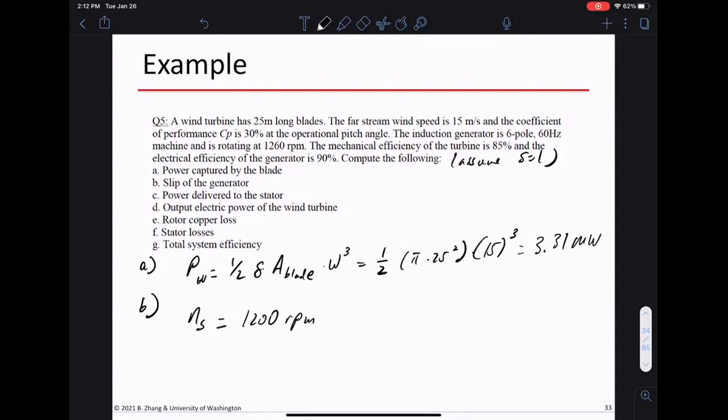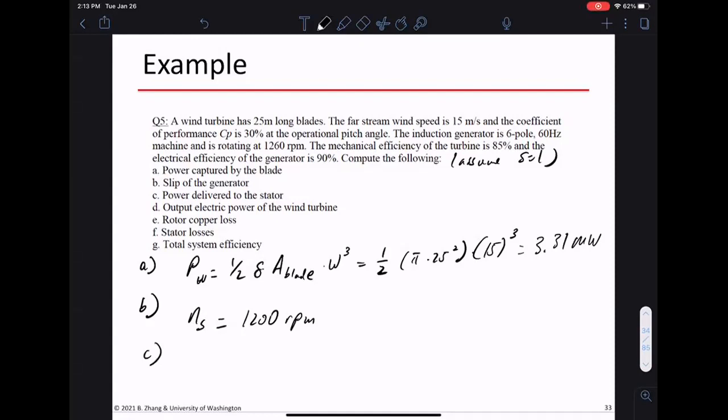If you ever see this kind of question on the homework or the exam that doesn't give you the number of poles but says the machine is rotating at 1260 RPM, you are expected to know what the synchronous speed is. You are expected to be able to recognize what the synchronous speed is.